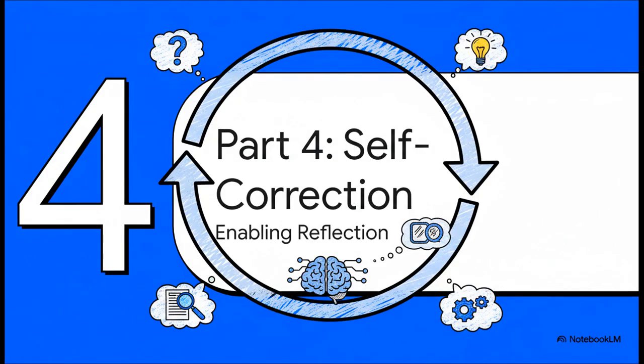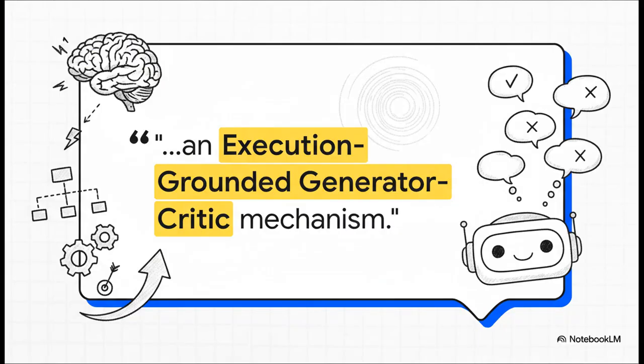So we have our context, we have a persona, and we have a reasoning plan. But what if the AI messes up somewhere along the way? That brings us to our final and maybe the most powerful component of all, reflection. There's some great research that gives us a fantastic term for this, an execution-grounded generator-critic mechanism. I know, it sounds super complex, but the idea behind it is actually really simple and intuitive.